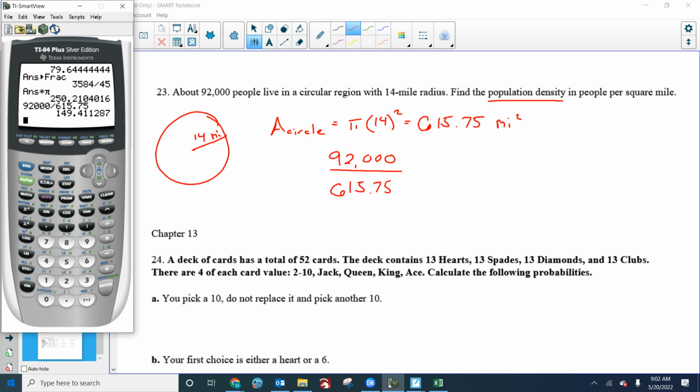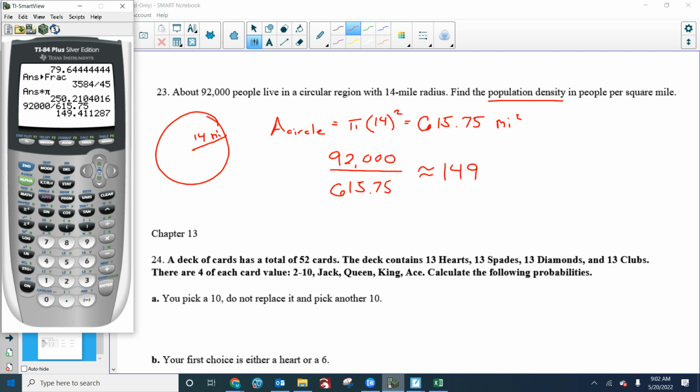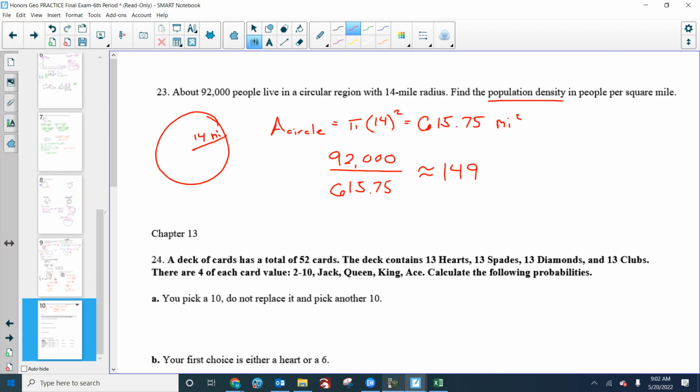Did you get about 149? So 0.41, or about 149 people per square mile. Make sense? Question? I see some people confused. Good.